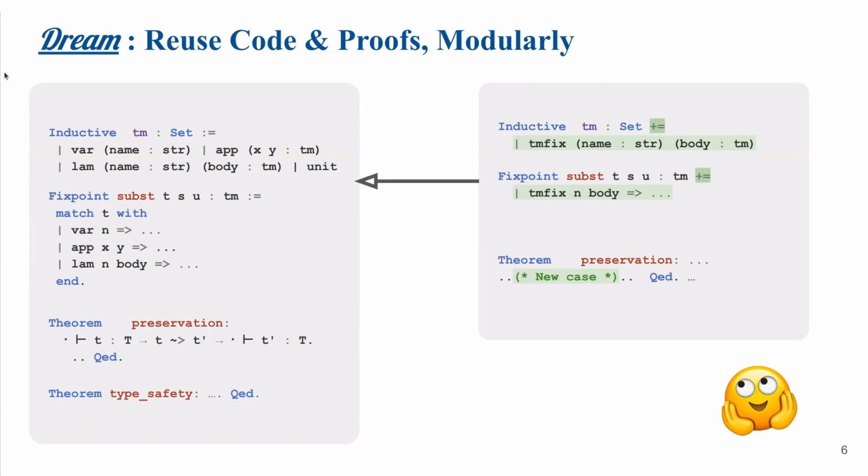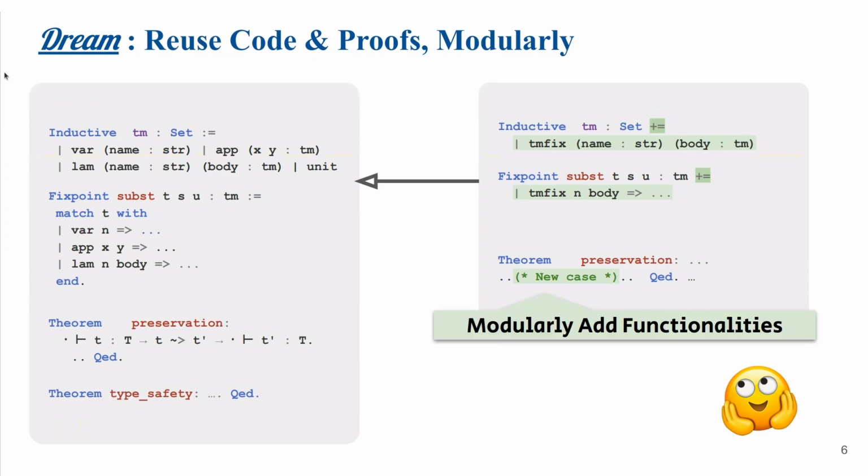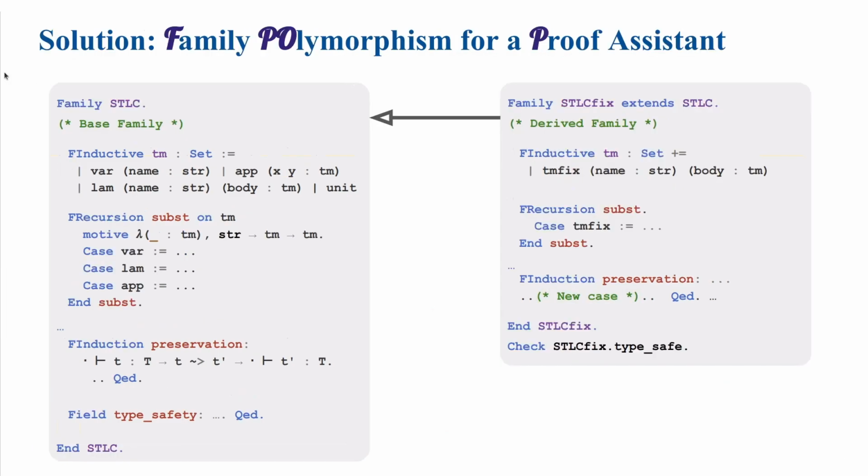In this scenario, we would dream of being able to reuse the existing code and proofs, and modularly add the new functionalities. In fact, this is a dream our paper aims to make come true. We introduce a new language design, FPOP. FPOP incorporates family polymorphism and OO ideas into a proof assistant like Coq.